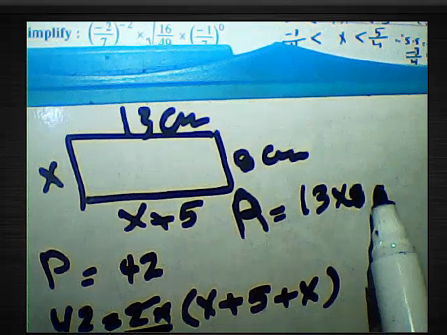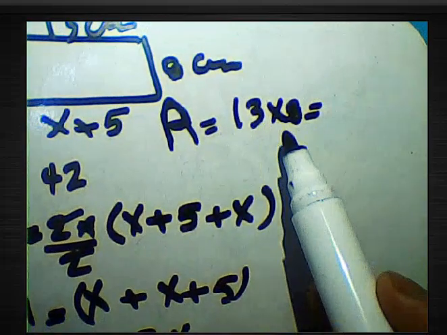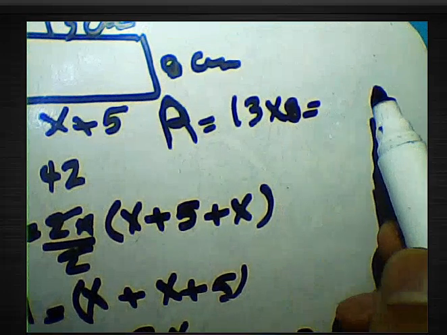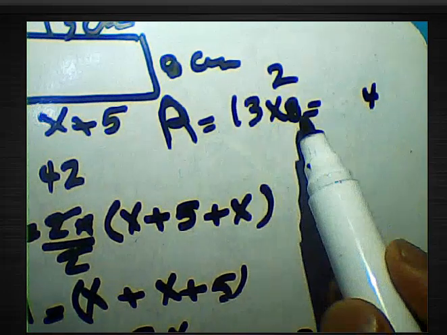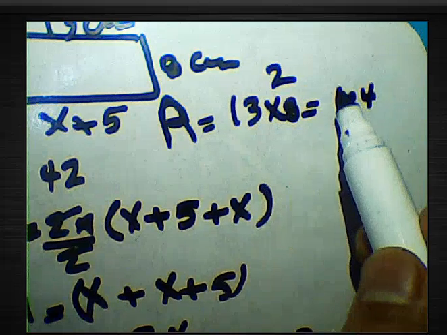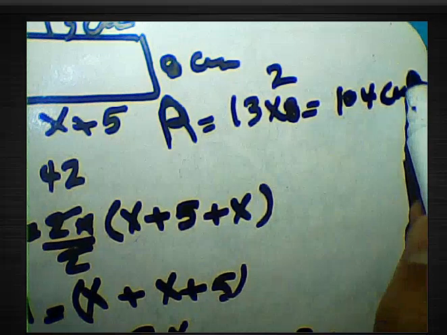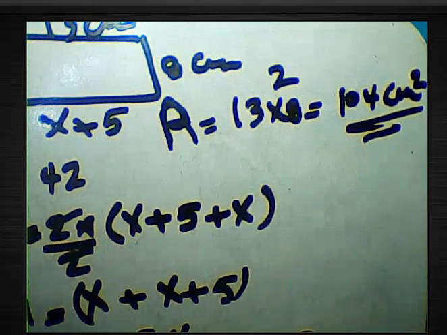13 multiplied by 8. 3 times 8 equal 24. Write 4 and carry 2. 1 times 8 equal 8 plus 2 equal 10. 104 square centimeter. Understood? So in this example, I will explain it again.